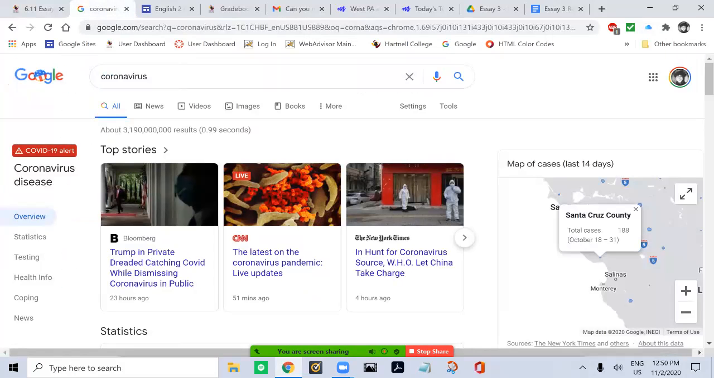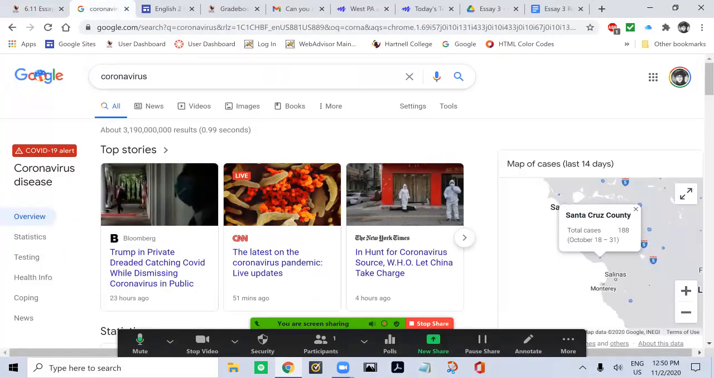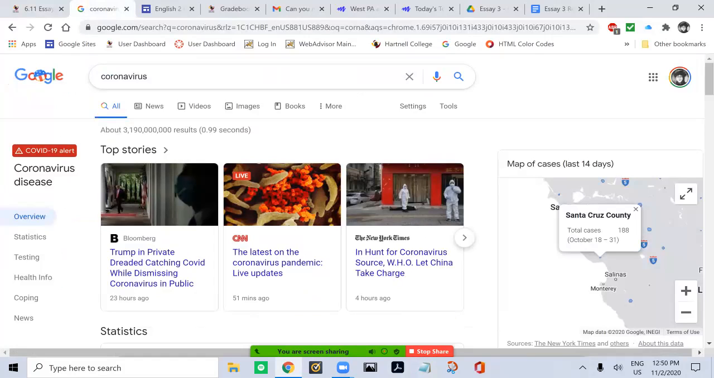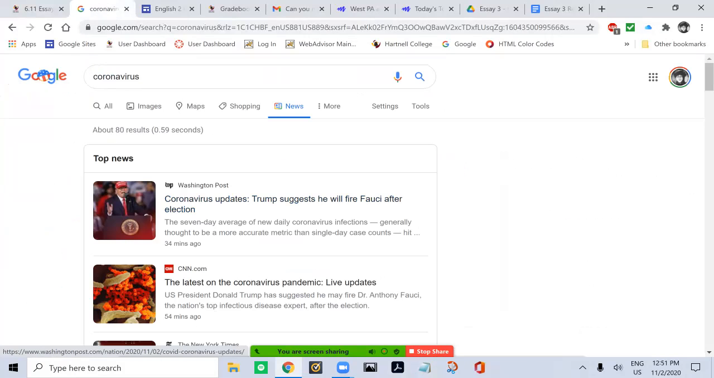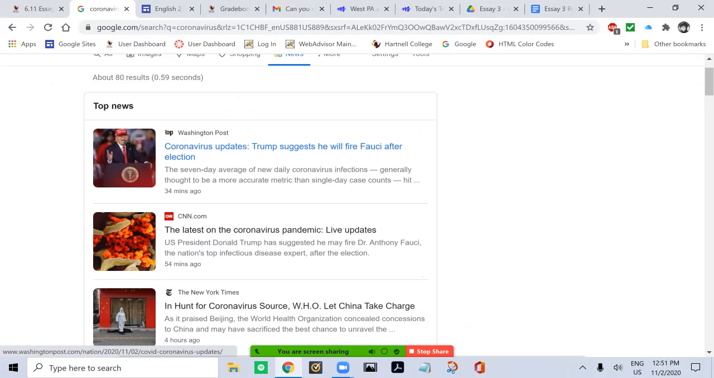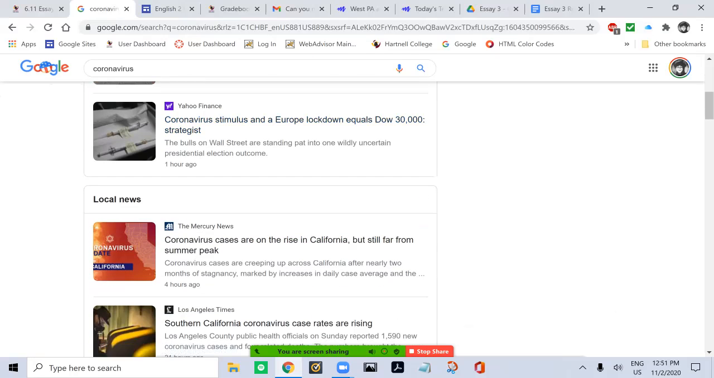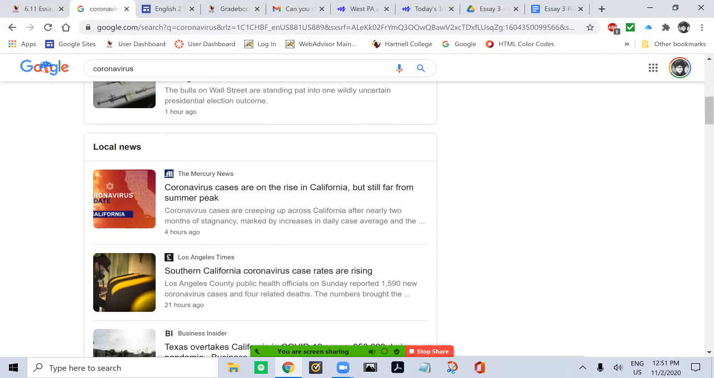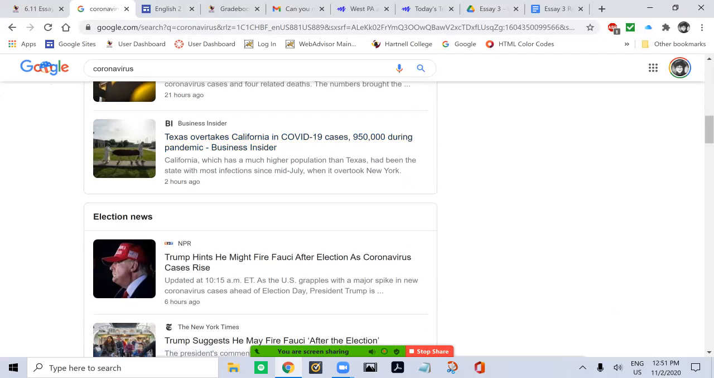One way to go about finding those is to just use Google. As you can see here, I searched coronavirus. One strategy I can use is just to search my topic and then use Google's categories in order to find the reports on that particular topic. You can go to news, and these are the major news organizations that have published stories on this topic.